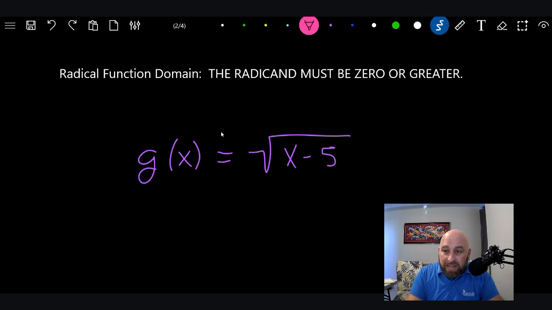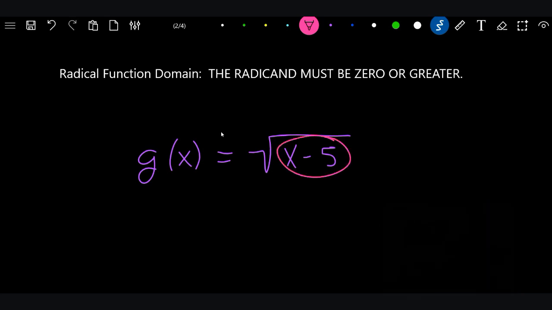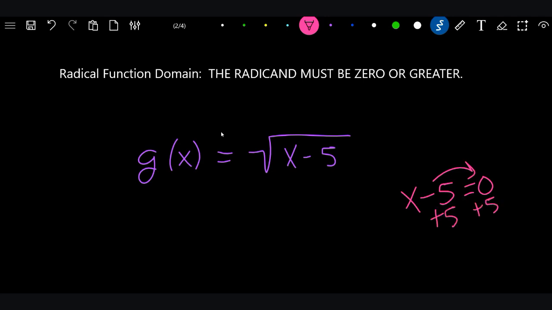You set the radicand equal to 0, or we heard it called the discriminant too. So this area in here under the square root sign, x minus 5 equals 0. Solve for x, plus 5, plus 5. So we know that x has to be equal to or greater than 5.